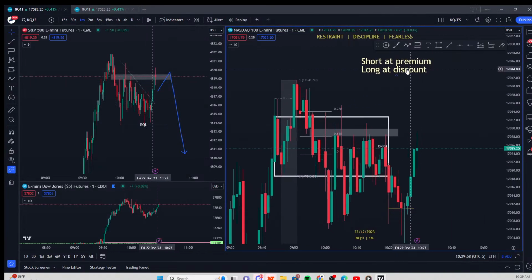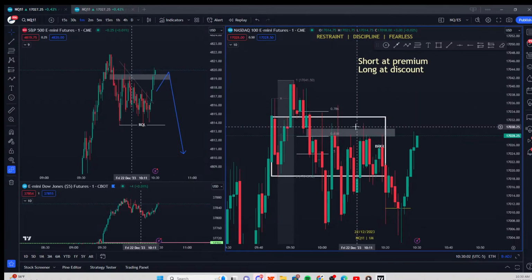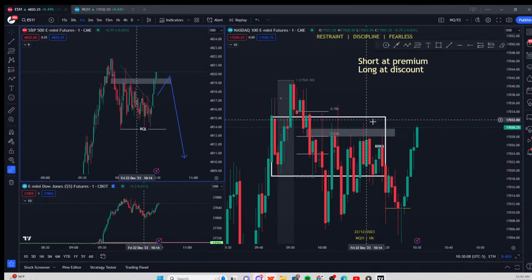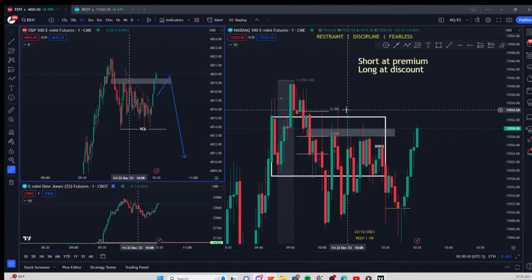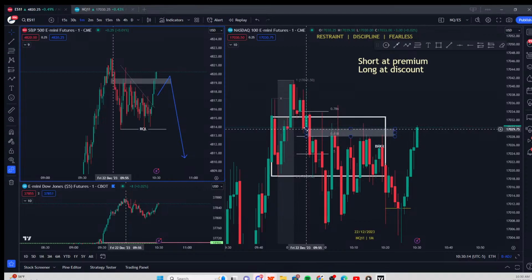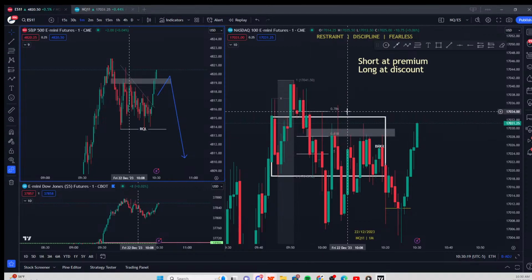Whatever my bias is, short at premium, long at discount. That's the number one rule. Looking at this order block here, the mean threshold is at 31 also. So if we close above 33, there's a lot of things that it means.